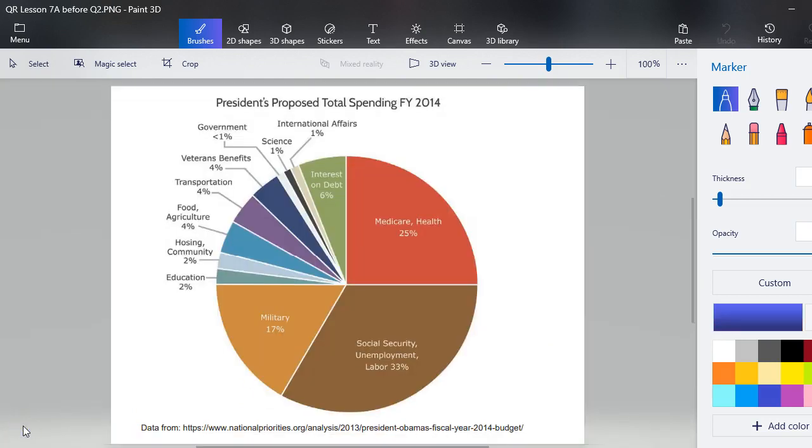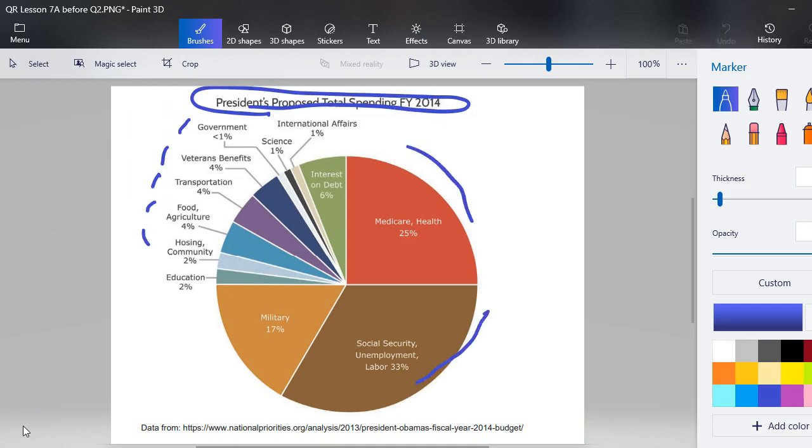We're going to look at this graph, and anytime you look at a graph, you should consider what you're seeing: the title, parts, picture, just to get an idea of what's going on in the graph. I'm going to look at this chart and answer questions 2, 3, and 4, starting with question 2.